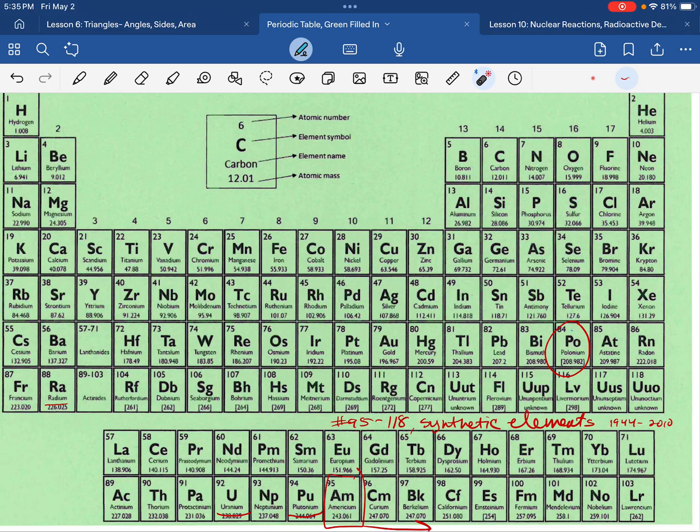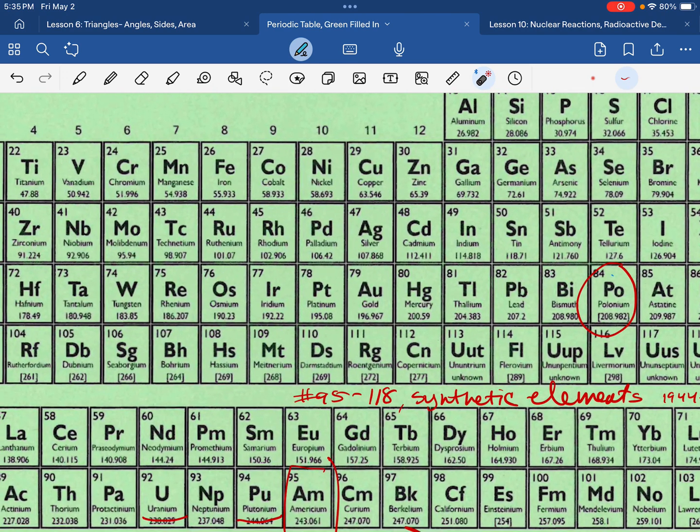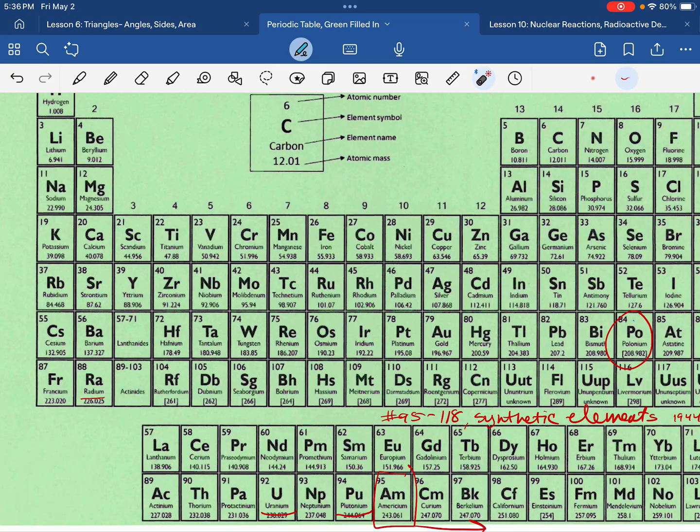And then just to point this out here, this little thing here means that these actually belong in the periodic table there. We would insert these whole 2 rows here. And these elements from 95 on up to 118 are synthetic. That means they are not found in nature. They were made in a lab between the years 1944 and 2010. They're so unstable they do not occur in nature.